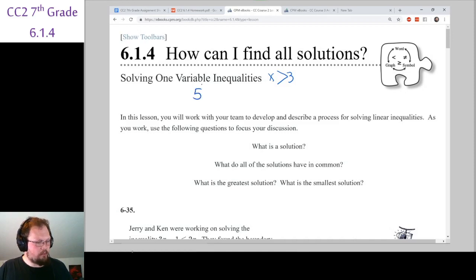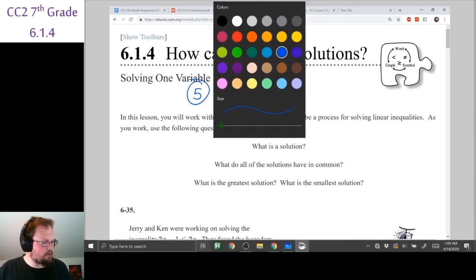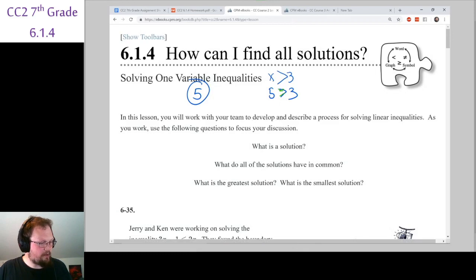5 is one that works, because if I plugged it in there, I would write this statement, 5 is greater than 3. And if you remember good old alligator teeth, where the alligator's eating the bigger number, the 5 is larger than the 3, and so therefore this is true.